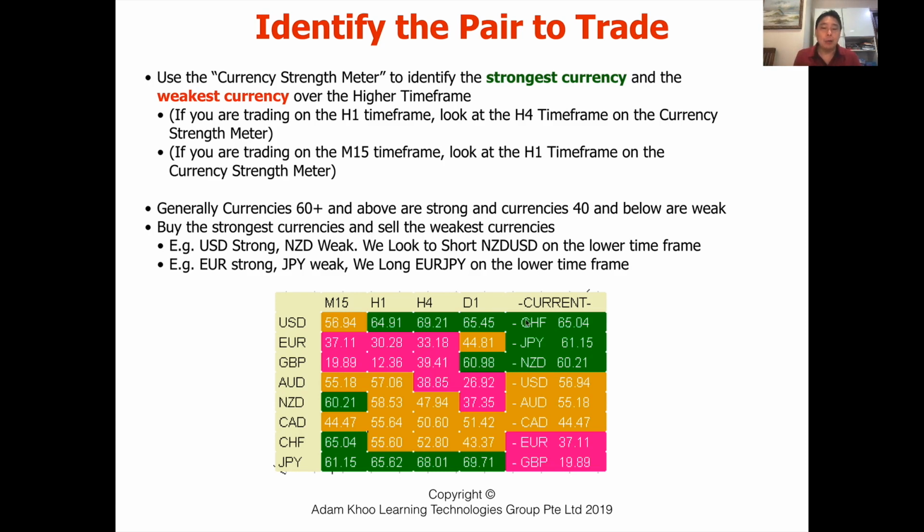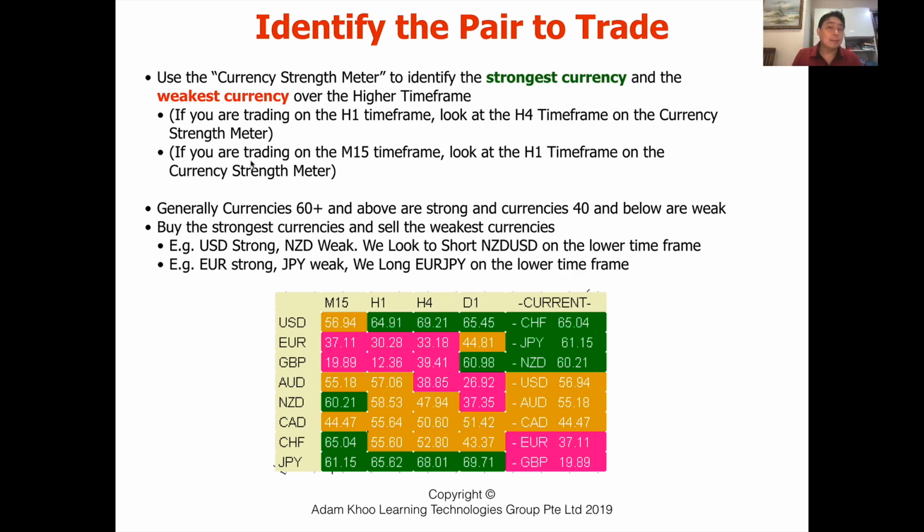And we always start by looking at the currency meter. When we look at the currency meter, we are always identifying the strongest currencies and the weakest currencies over the higher time frame. In other words, if we are looking to trade on the H1 time frame, then we look at the higher time frame, which is H4, to look for currencies to trade based on the strength meter. If we are looking to trade on the M15 time frame, we look at the H1 time frame on the currency meter. So for the purpose of this example, I'm going to focus on trading on the H1 time frame.